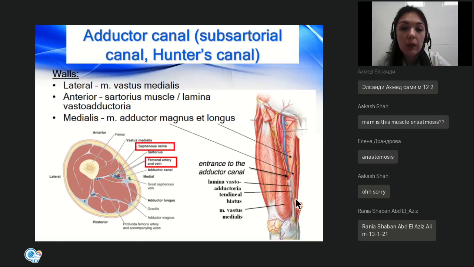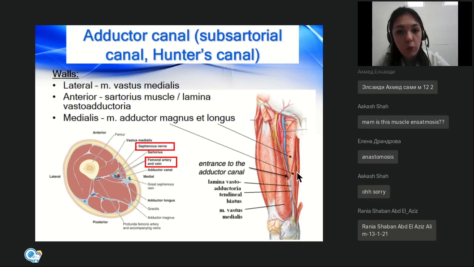It continues medially, so that's why the medial group of thigh muscles is also involved in its formation. Laterally, it is the vastus medialis muscle, medially it is adductor magnus and longus, and anteriorly it is the sartorius muscle. In some books it is written so, but in Russian books, again I'm telling you, it is not the sartorius, it is the lamina vasto-adductoria. It is a special connective tissue plate stretched between the vastus medialis muscle laterally and the adductor magnus muscle medially.